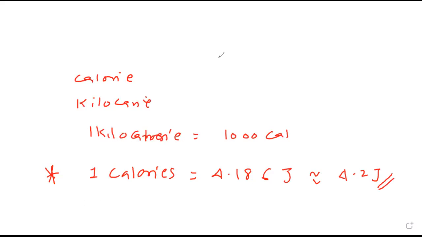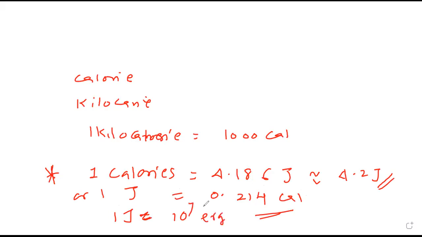Write down this one only. Or 1 joule is 0.24 calorie. This you please remember. 1 joule is 10 raised to 7 erg. Completed this much? 1 calorie is 4.186 joule or 4.2 joule.